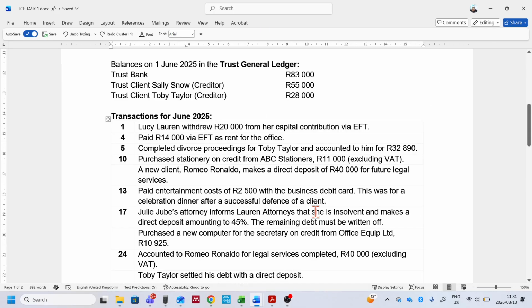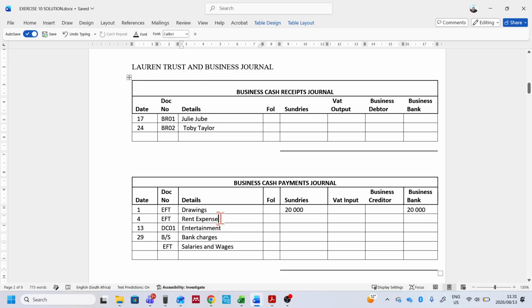Number two, paid 14,000 via EFT as rent for the office. So this means that here we come and indicate that this is what? For rent expense. The total amount paid is 14,000. And we went and said that there was VAT included in this amount. And the VAT was 1,826. Then the total rent expense itself, which is the VAT exclusive amount, was 12,174. Got it correct, right?